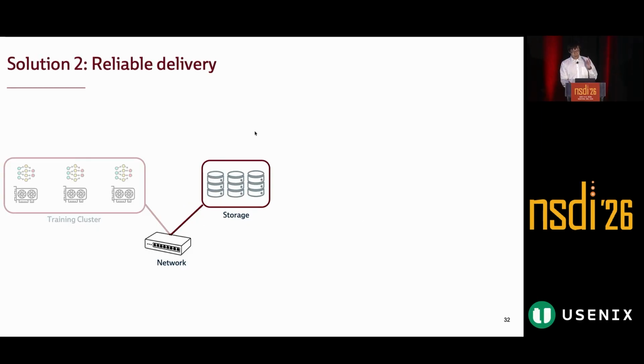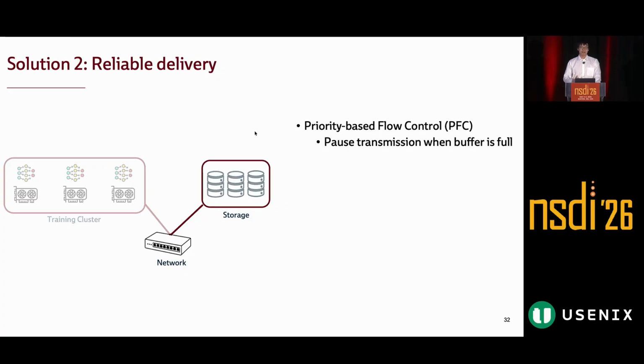Now, to ensure that the gradients are reliably delivered to the storage node, Checkmate implements lossless gradient multicasting or forwarding, which leverages PFC, or priority-based flow control, which creates a lossless network across the storage and the network, just like today's training network. The solution is enabled by the fact that all multicasting downstreams can backpressure the upstream to ensure losslessness.